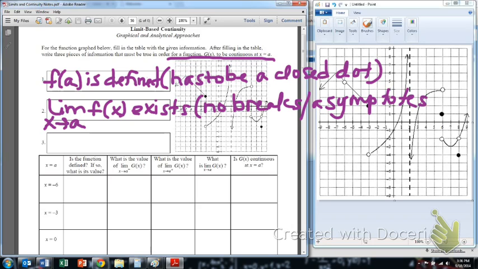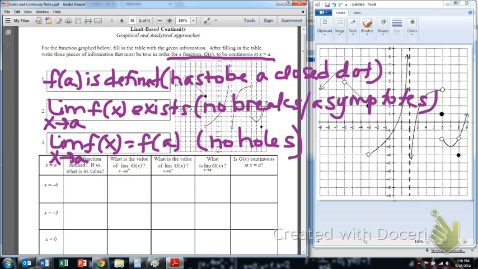And then the last requirement is that those two things have to be equal. That the limit as x approaches a and f of a have to be equal to each other. That means that there can't be any holes. Right? So there has to be a closed dot. There can't be a break or an asymptote. There can't be a hole. So these are the three requirements.